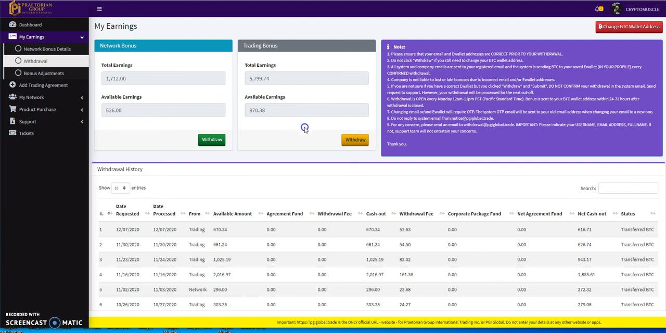And the thing about withdrawing now is that you can only withdraw one time a week, every Monday. And that's why I'm here today, Monday. It's 12 a.m. to 11 p.m. Pacific Standard Time. That's West Coast United States time.